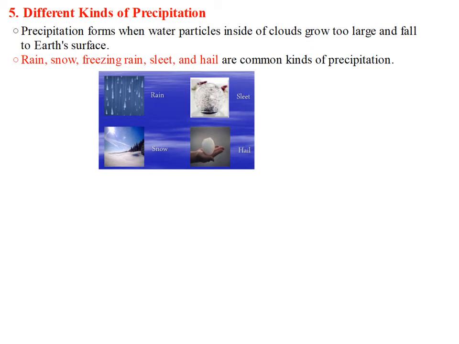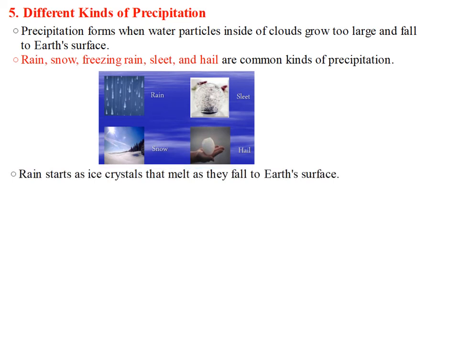Finally, let's see what the different kinds of precipitation are. Throughout this lesson, we have learned that precipitation forms when water particles inside of clouds grow too large and fall to Earth's surface. Rain, snow, freezing rain, sleet, and hail are common kinds of precipitation, and we can see some of these kinds in the picture on the slide. First, let's start with rain. Rain starts as ice crystals that melt as they fall to Earth's surface.